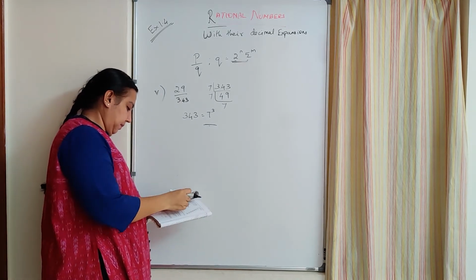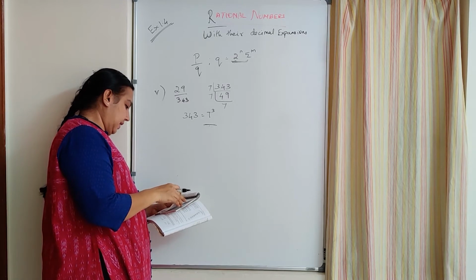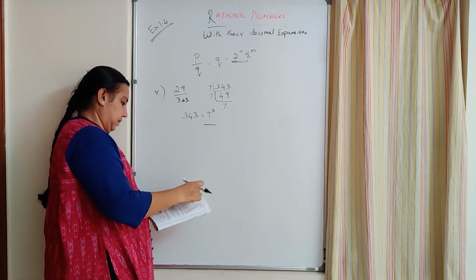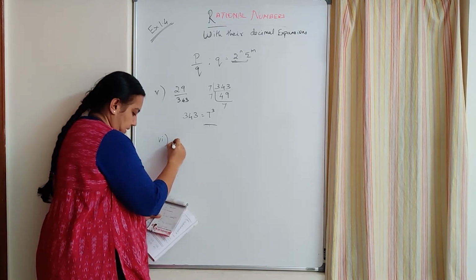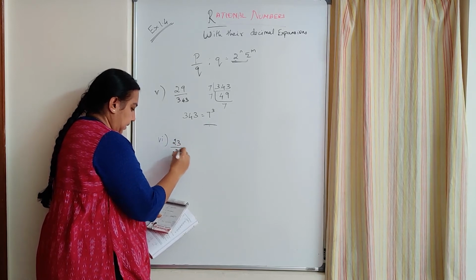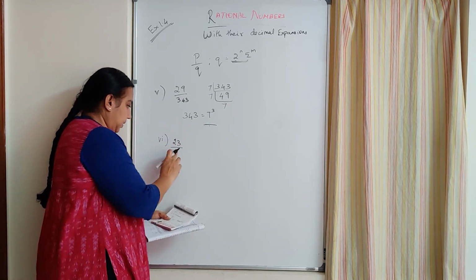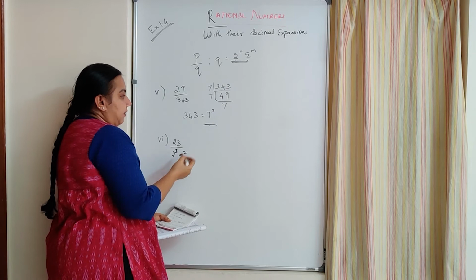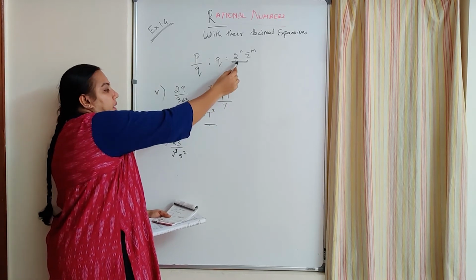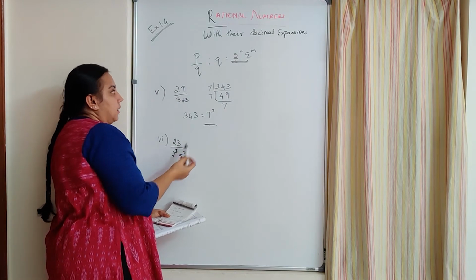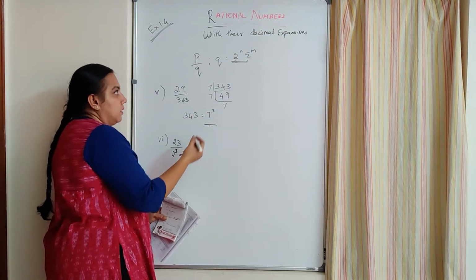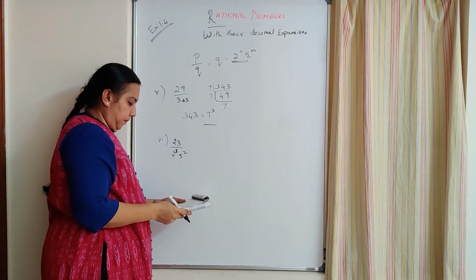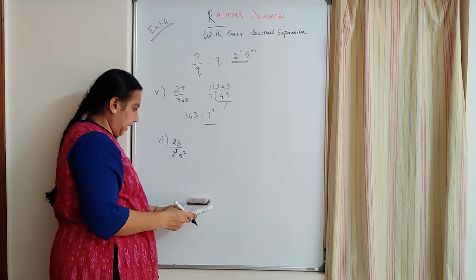Okay, the next sum. They are given the answers directly actually in this sum. The sixth sum, 23 by 2 power 3, sorry, and 5 power 2. The question is very direct. We don't even do this prime factorization. They are given a direct answer, 2 power 3 and 5 power 2. So we can definitely say that it is going to give a definite proper decimal answer, a terminating decimal answer.